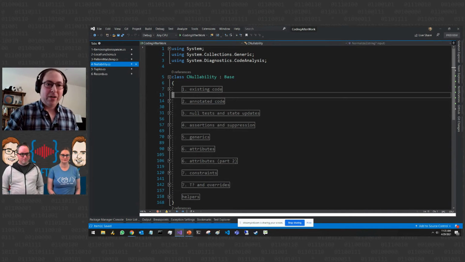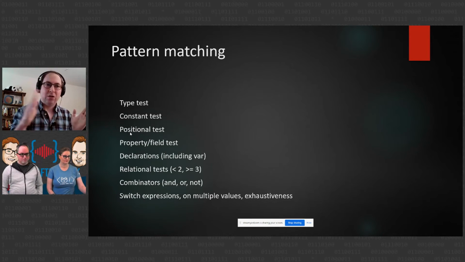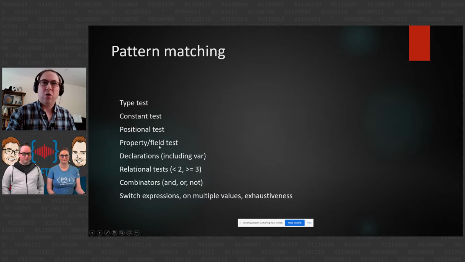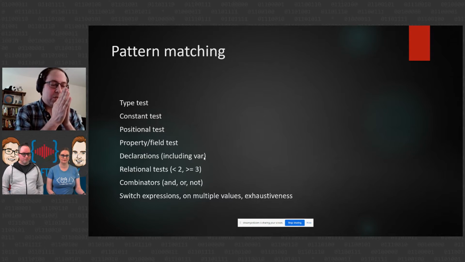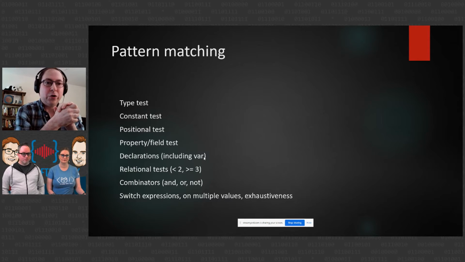So next, I wanted to talk about pattern matching. We talked about type tests, constants, positional patterns, with the parentheses and comma-separated elements, and properties. I always say property test, but it could be properties or fields. Declarations, you can have var. Let me mention one more thing about var while we're at it. Let's say you give me an object and I test, is this a person? This will only return true if the object is not null.